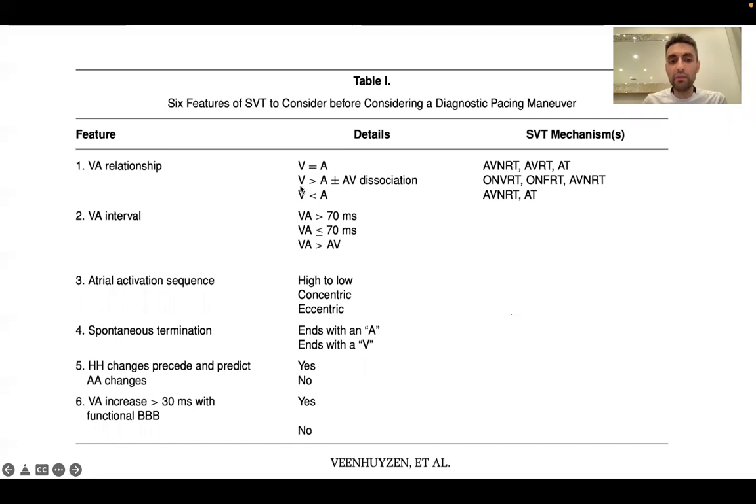If V's are more than A's, forget AVNRT, just forget it. If V's are more than A's, then you think of AVRT. If A's are more than V's, you think AVNRT and atrial tachycardia. Okay, guys? Make sense? We said about the VA interval, but this is the way I think of it. If it's super, super, super short, meaning less than 70, this is AVNRT.